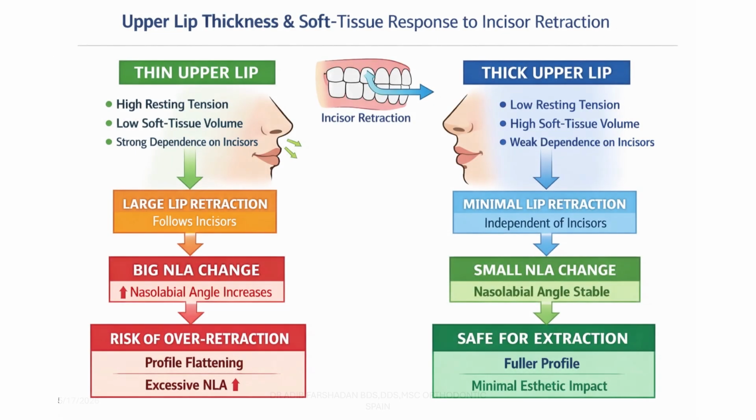As you see here, the thin lip has high resting tension. This is the characteristic of the thin lip: low soft tissue volume, strong dependence on incisors. So if we go for large lip retraction following the incisors, the nasolabial angle will increase, and the risk of over-retraction is profile flattening, excessive nasolabial angle and increased upper lip length. But in a thicker lip, we are more safe, because the change will be small and safe for extraction.